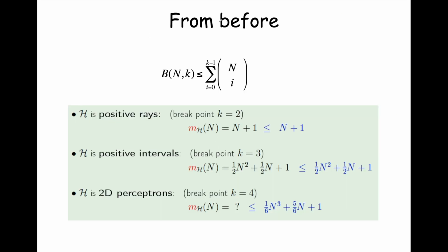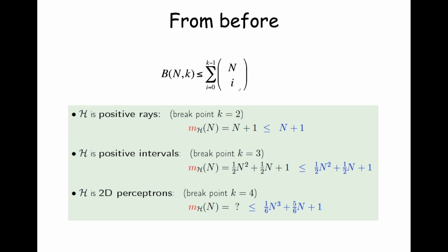All right, so let's go back to where we were before, and revisit the breakpoints and growth functions associated with some simple hypotheses of increasing complexity. We had the positive rays, the positive intervals, and then we also looked at the line on the plane, namely the 2D perceptron. Armed with this upper bound B(n, k), the maximum number of dichotomies, let's take a look at the positive ray.